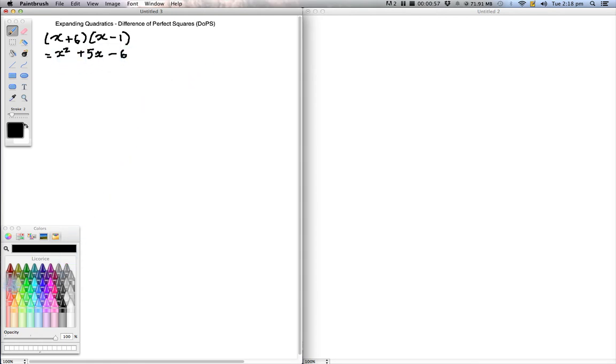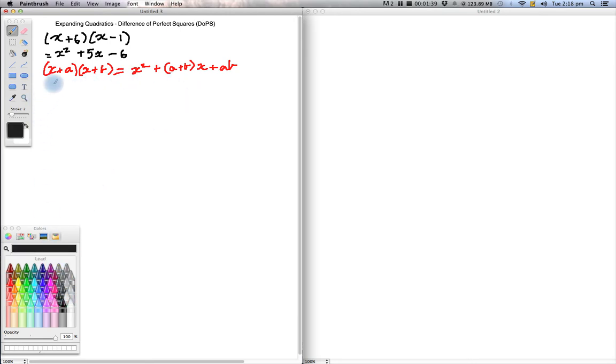And it leads to our general rule: whenever we expand (x + a), where a is a number, times (x + b), a different number, we always get the result of x squared plus (a + b)x, whatever you get when you add a and b, and then plus a times b, whatever you get when you multiply a and b. So that's our general result from last time.